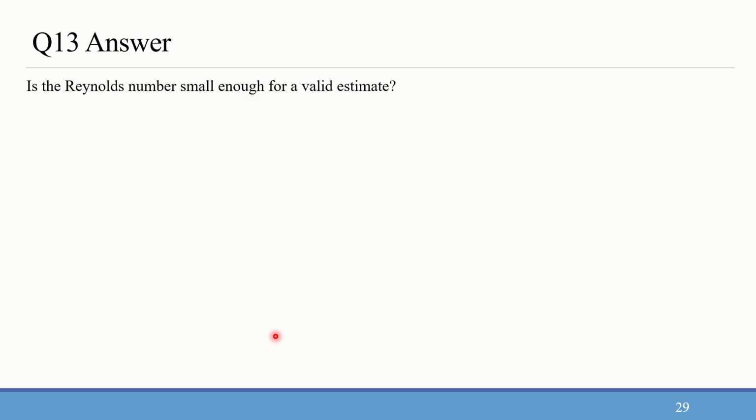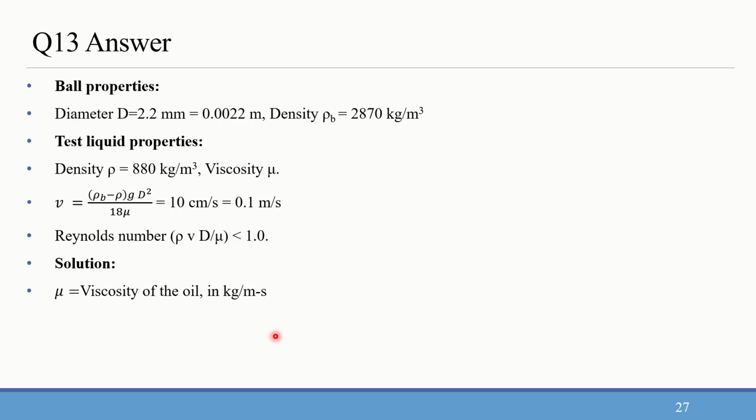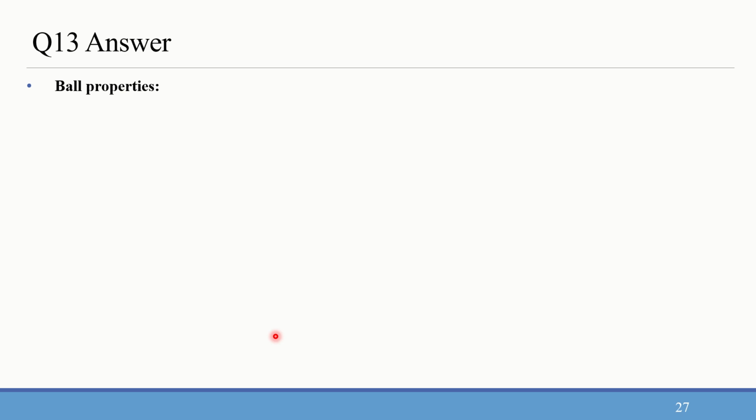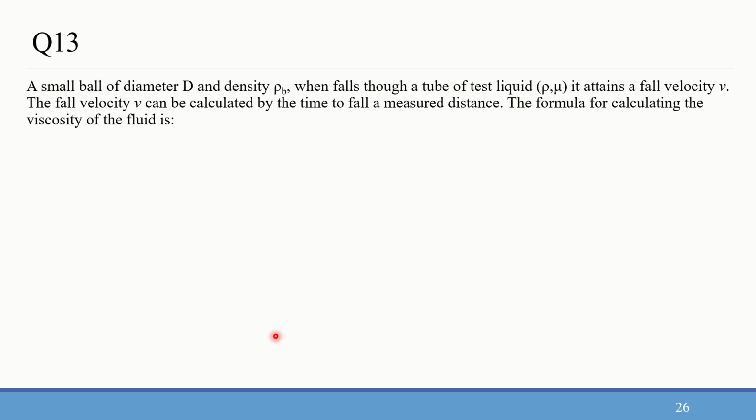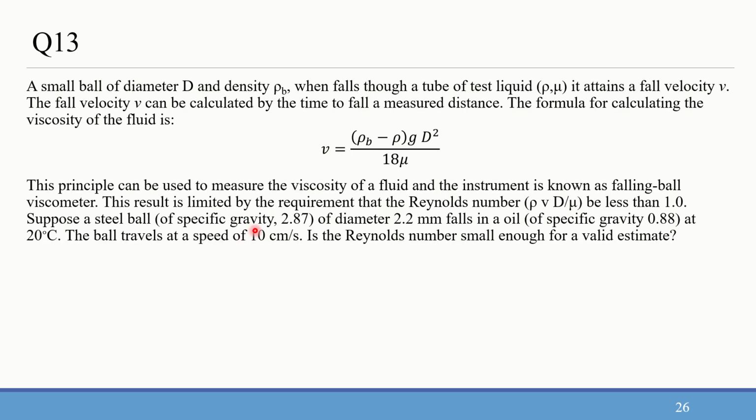So the answer to "is the Reynolds number small enough for a valid estimate?" was what was asked in the question actually. If we go back and look at the question, the principle can be used to measure the viscosity of the fluid, and the instrument is known as a falling ball viscometer. This result is limited by the requirement that the Reynolds number be less than 1.